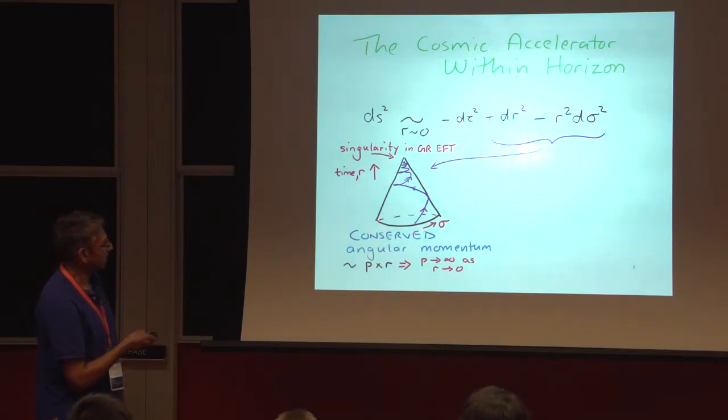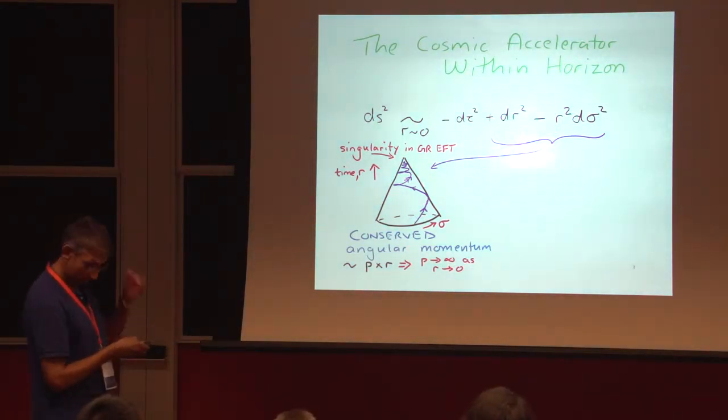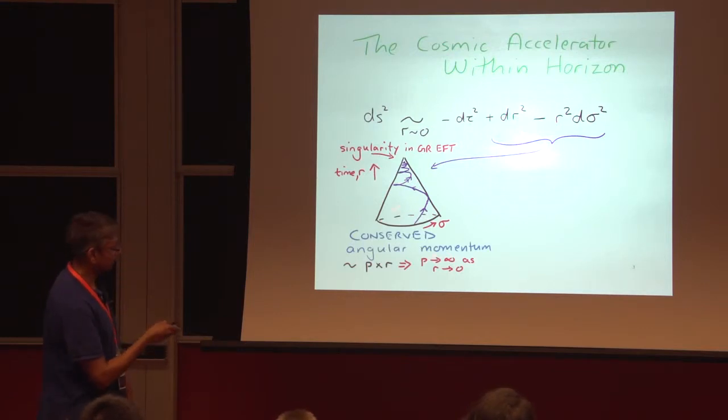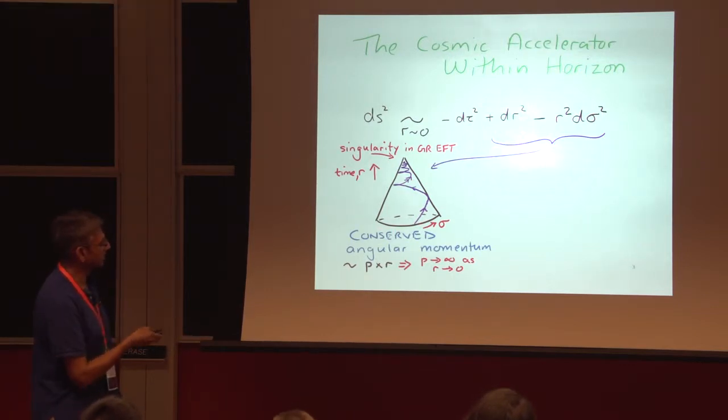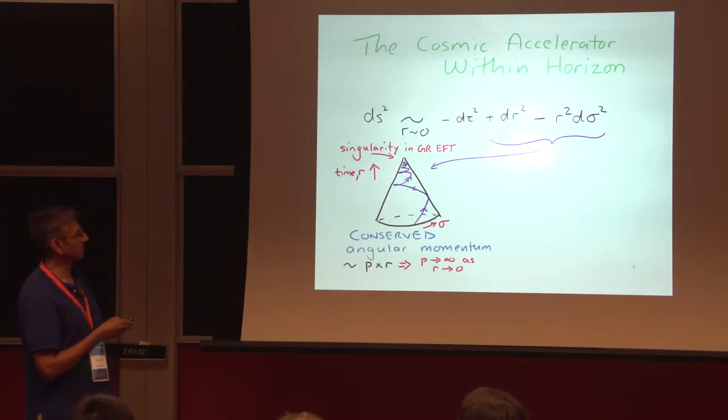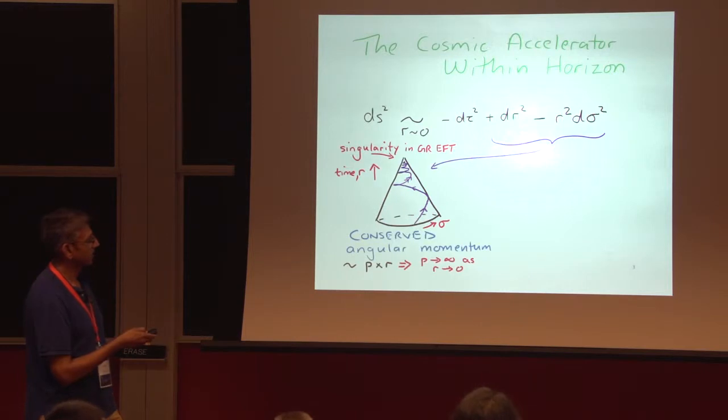So the conserved angular momentum means that as you send particles in, their linear momentum at late time starts to grow as the size of the circle gets smaller. And so you have a kind of accelerator. Even soft particles coming in at early times, thinking of r as time, eventually get accelerated, and you end up with hard collisions as you get towards the tip of the cone. And so the tip of the cone is the singularity in general relativistic effective field theory.